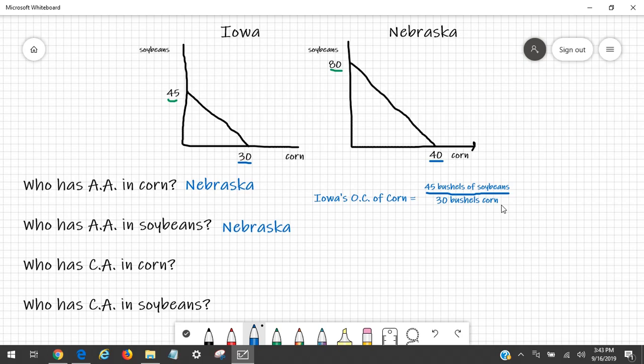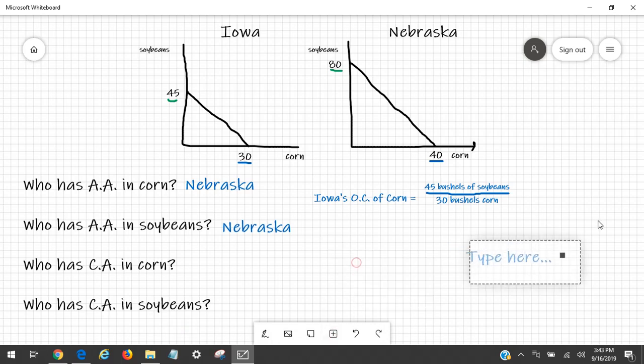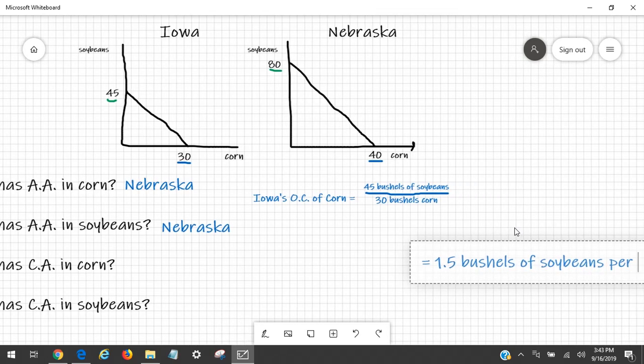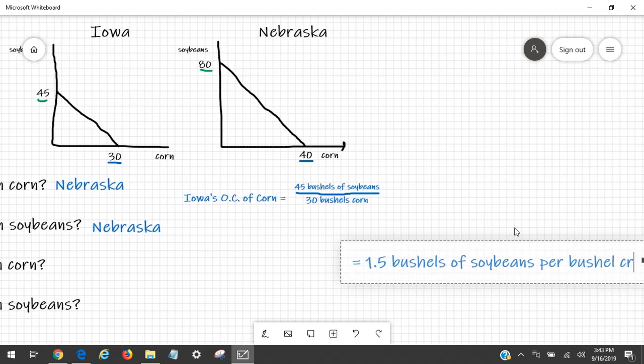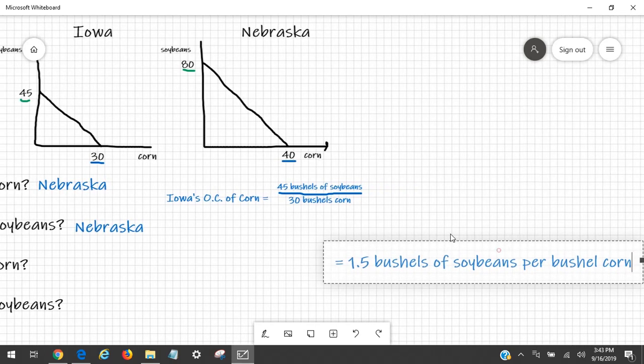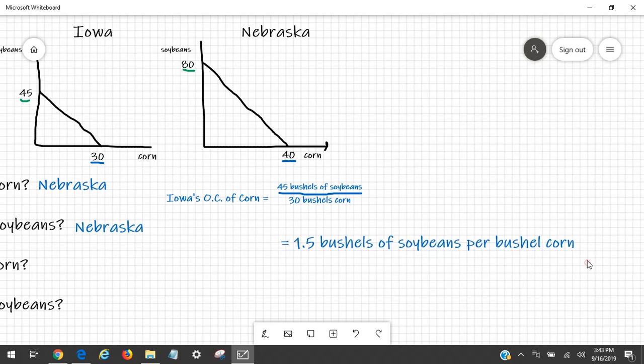Okay, so if we put that into a calculator, or if you're just good at mental math, it reduces to 3 over 2 or 1.5. So 45 divided by 30 is equal to 1.5. And the units is bushels of soybeans per bushel of corn. Okay, so I'm going to make that a little smaller.